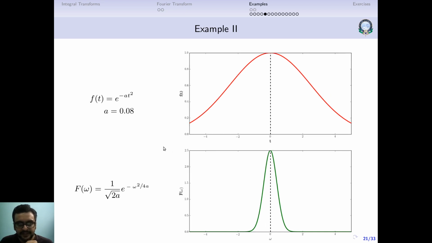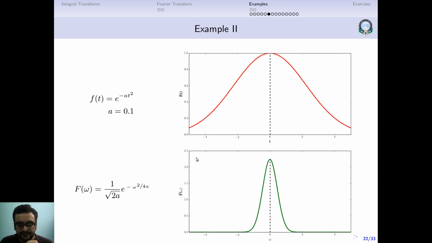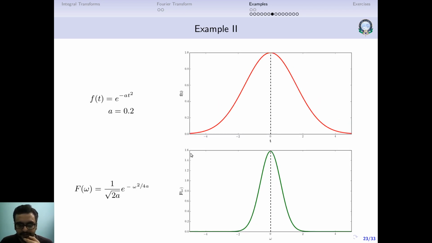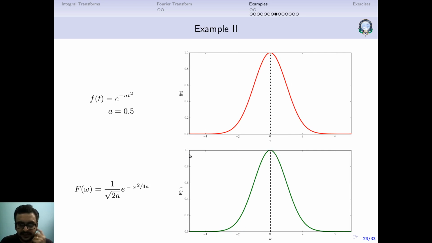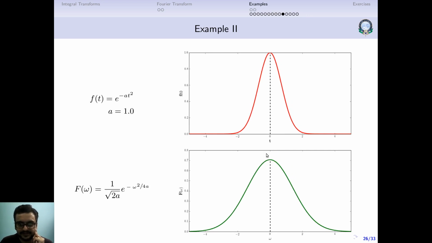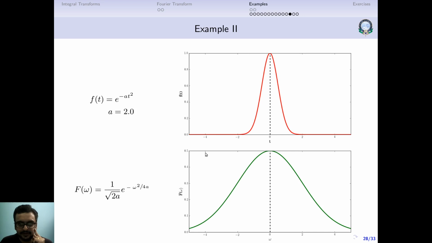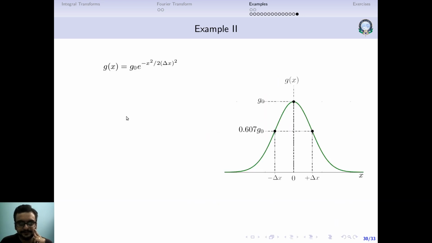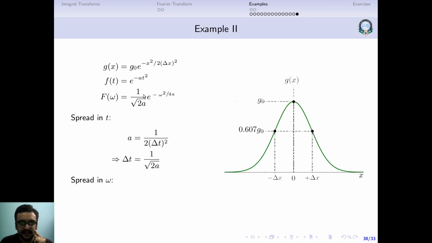When you put a equal to 0.08, the maximum value is around 2.5. Then it becomes around 2.25, then again around 1.6, and when a is 0.5, this maximum value will be 1. When it becomes 0.8, its maximum value also becomes 0.8, and so on. The maximum value changes; it depends on this a. For a given value of a, the maximum value depends only on a. So this is your g naught.